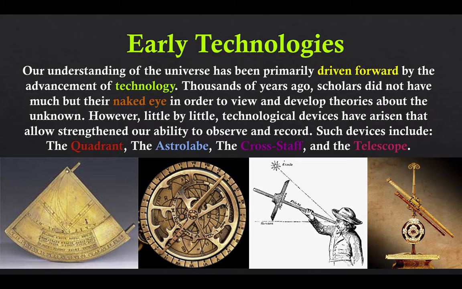Telescope, should be familiar with. Cross staff, basically for determining angles between 2 points. And quadrant is going to tell you kind of where in the sky you're looking at.